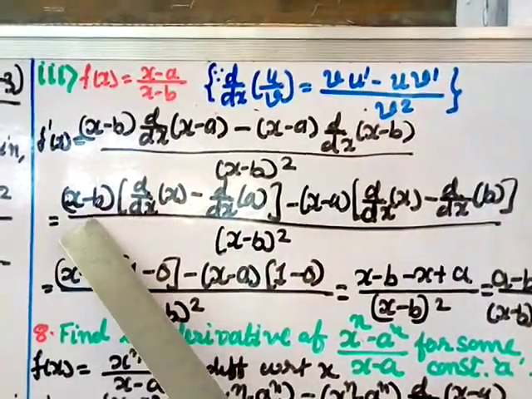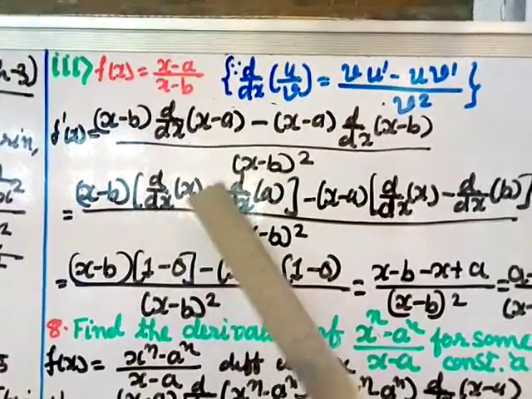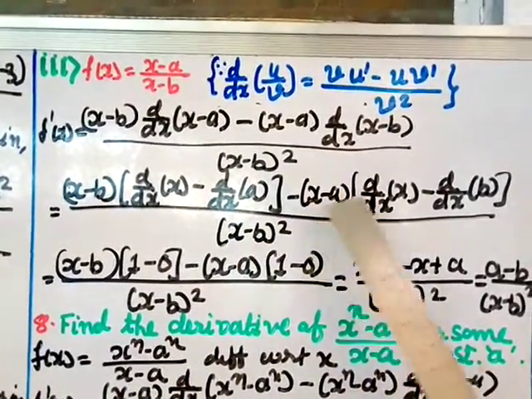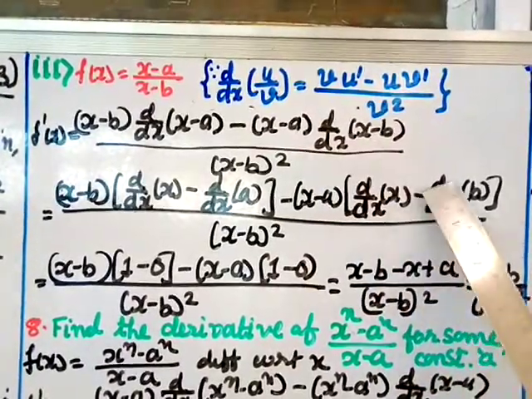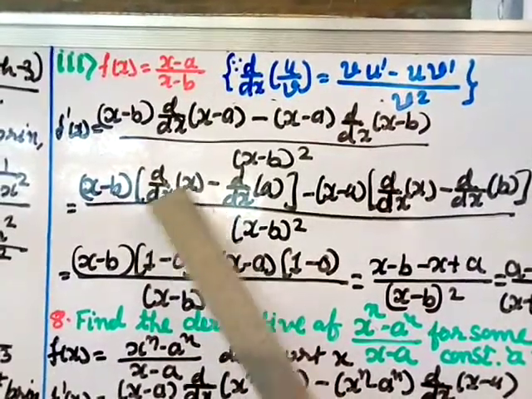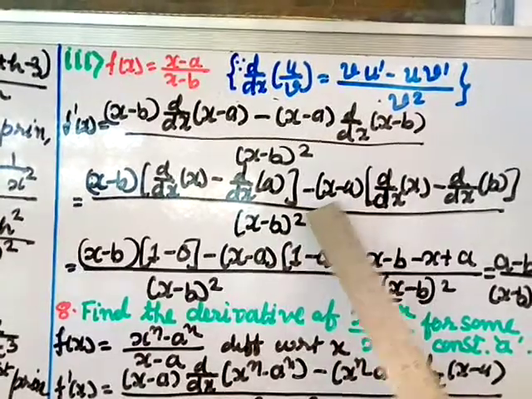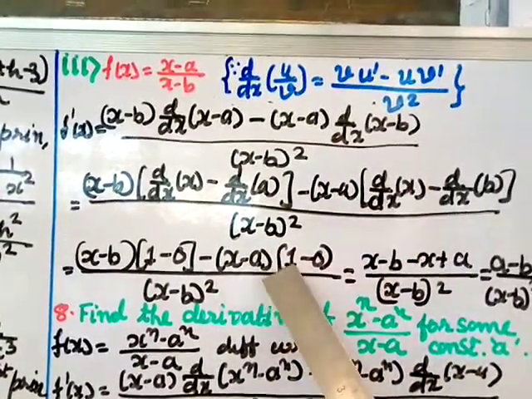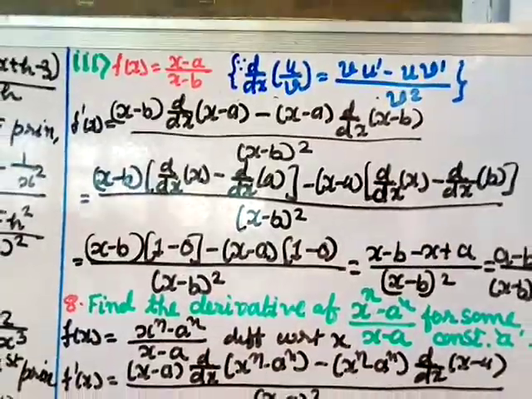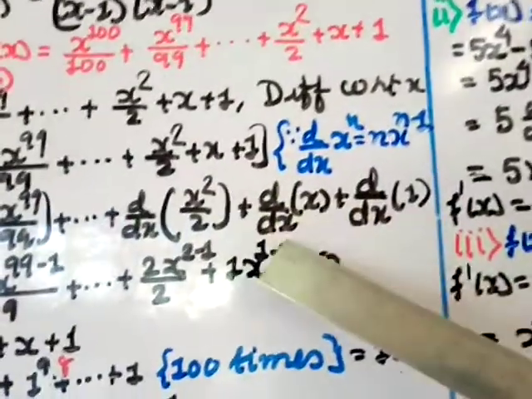So x minus b as it is, here you have to do individually. So d by dx of x minus d by dx of a, minus (x minus a) as it is, d by dx of x minus d by dx of b. Here x minus b as it is, derivative of x with respect to x is 1 and this is constant, so it is 0, minus (x minus a) as it is, derivative of x with respect to x is 1 and this is constant, so 0, and this (x minus b) whole square as it is. Okay, this we have done here already, that d by dx of x, right?